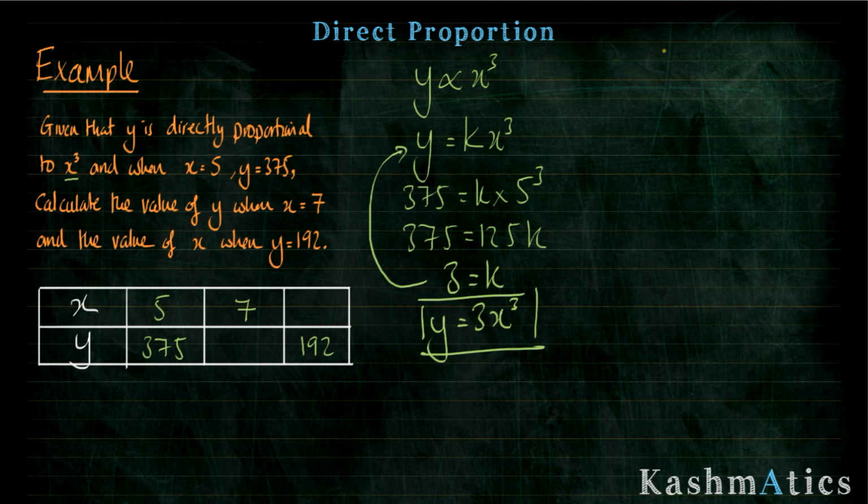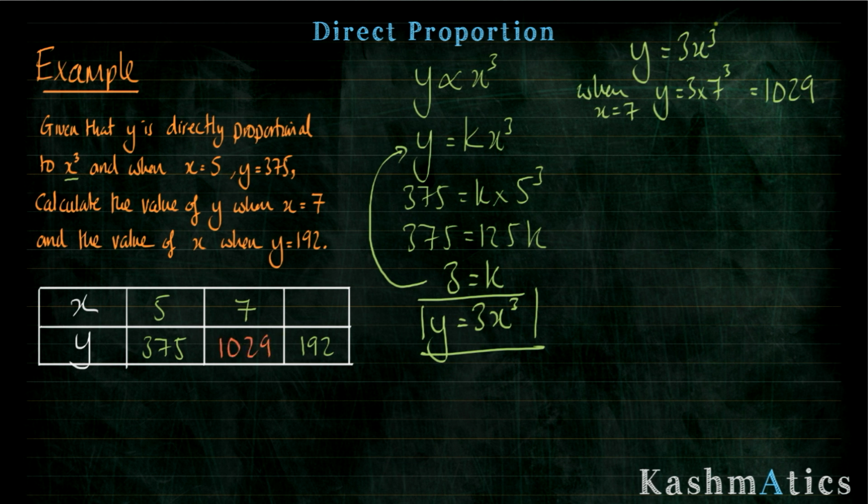So let's write that relationship up here. So y is equal to 3x cubed. And let's plug in our values of x and y to get the corresponding values. So when x equals 7, y would equal 3 multiplied by 7 cubed. So that'd be 3 multiplied by 343, which gives me 1029. So that can go in our table, 1029.